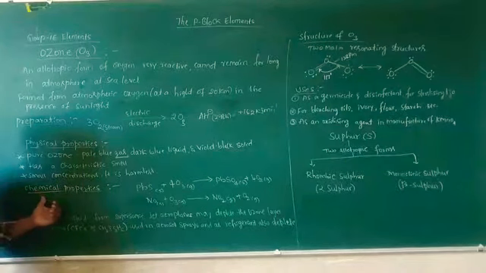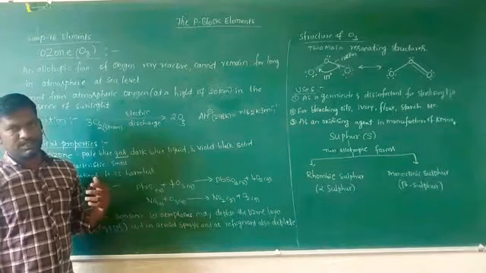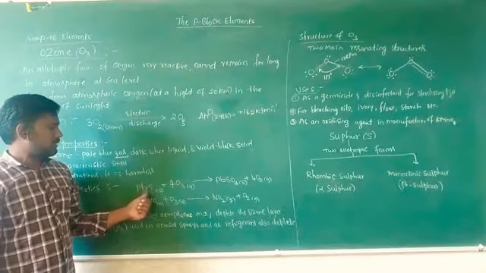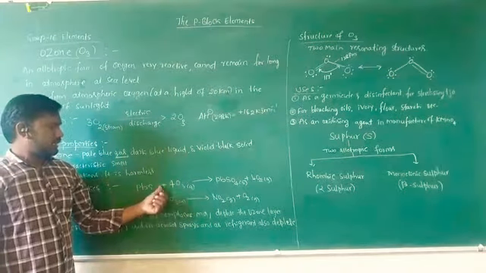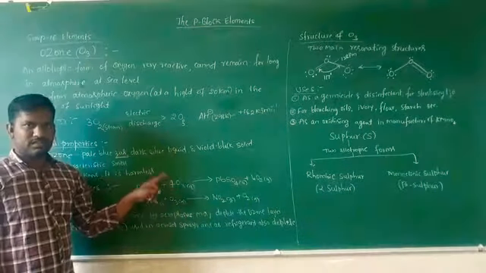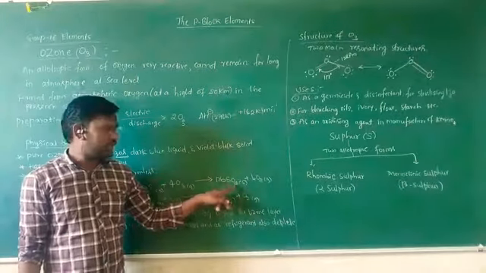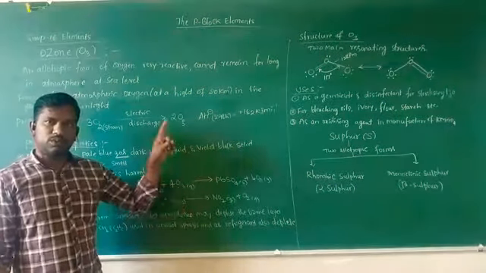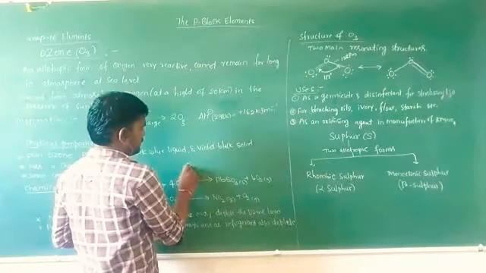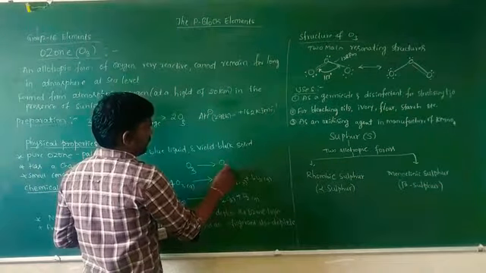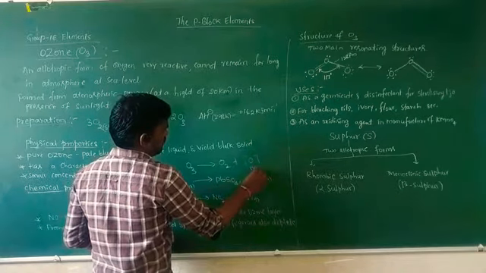Chemical properties of ozone. O3 is a strong oxidizing agent. See here, PbS, lead sulfide, reacts with ozone O3 and is oxidized to PbSO4, lead sulfate. Then ozone O3 converts into O2 plus O, nascent oxygen.